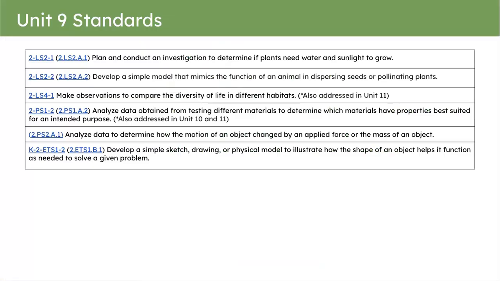This unit covers 3 second grade life science standards, 2 physical science standards, and an engineering standard. The life science standards involve investigating what plants need to grow, modeling the relationships between animals and seeds, and comparing the diversity of life in various habitats. The physical science standards focus on testing different materials for how their properties fit an intended purpose and how the motion of an object changes. The engineering standard involves developing a model to show the connection between structure and function of an object.